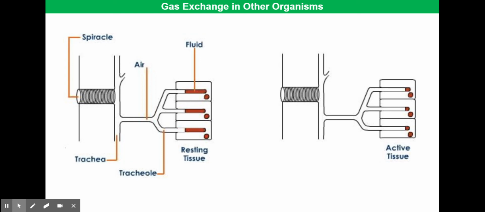When the tissues are active, the tracheal fluid can be withdrawn, and you can see that on the right-hand side of the slide in front of you. So the tracheal fluid can be withdrawn into the body fluid in order to increase the surface area of the tracheal wall, which is exposed to air. This means that more oxygen can be absorbed when the insect is active.